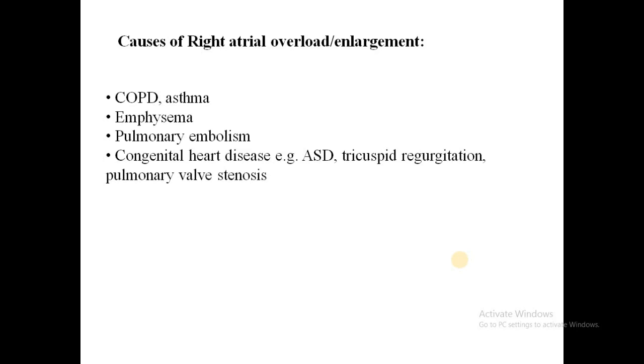Now, causes of right atrial enlargement, right atrial overload. All the causes which affect the right ventricle will affect the right atrium, and the right ventricle is affected by changes in the pulmonary structure. So all the causes of cor pulmonale will be causes of right atrial enlargement. They will be COPD, asthma, emphysema, pulmonary embolism, and congenital heart diseases like ASD, tricuspid regurgitation, and pulmonary valve stenosis. There will be pressure changes in the right atrium and it will enlarge. So the most common cause of right atrial enlargement is a right ventricle problem.